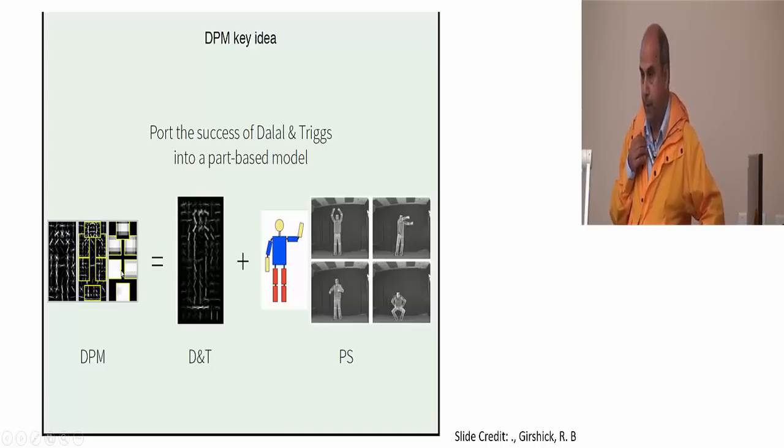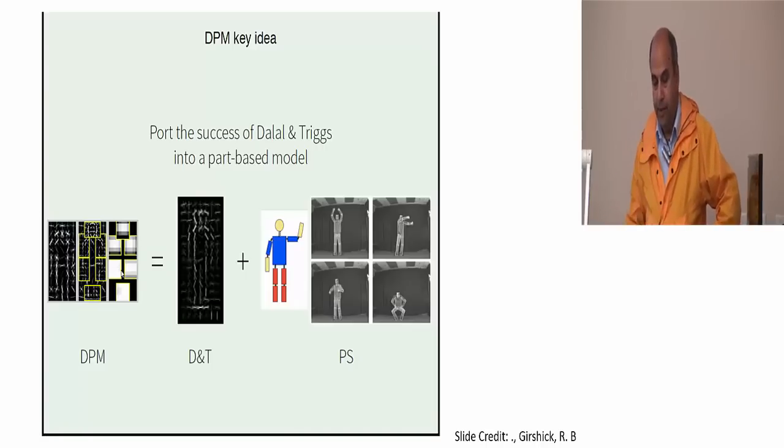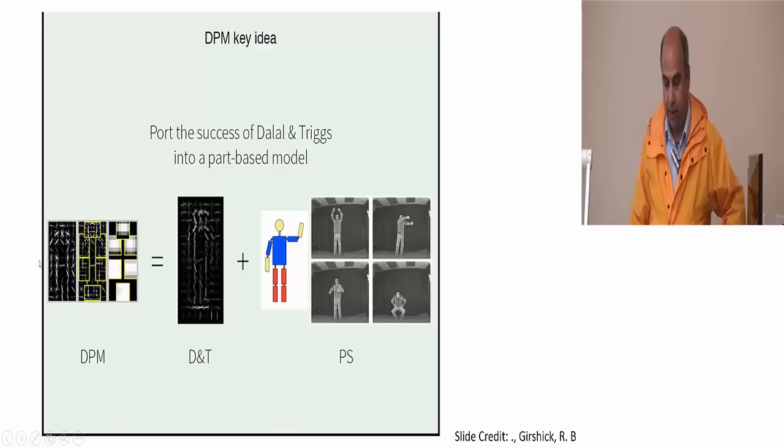And in DPM, what you have is the root filter, which is this one. Up to here you did what you did then. This is exactly the same as the program. But now we have these, which are the parts, and typically there are 8 parts. And then also the deformation cost, which is shown here, and we'll talk about that.